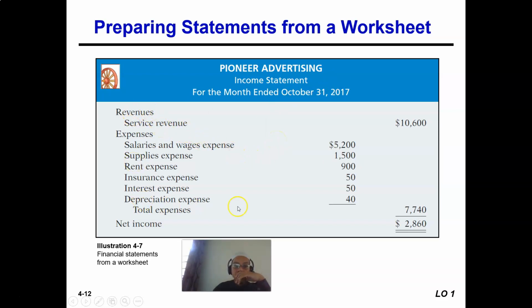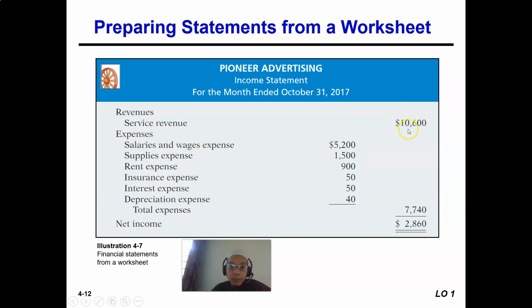All of this information here shows the balances of the accounts for one month of transactions, not one year. In the body of the income statement, the top part should be the revenue, so we list all the revenue. Revenues is the title, and then this is the account, service revenue, and the balance is 10,600, which we obtained from the worksheet under the income statement column. After the revenue, we have only one revenue here.